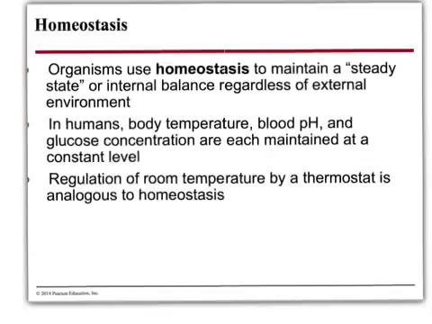Even if you go outside and you're standing in the desert at 120 degrees in the sunlight, your body is going to do something physiologically to keep your body temperature at 37 degrees Celsius. Your body will try to adapt and maintain that temperature. All right? Other examples, blood pH, glucose concentration. They're all maintained at a relatively constant level. And regulation of room temperature by a thermostat is a good example.